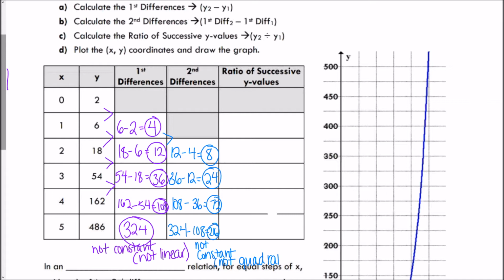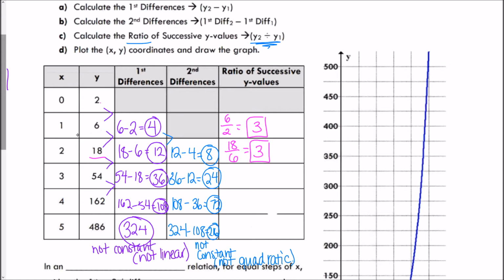Okay, so let's take a look at what we have here. Part C says calculate the ratio of successive y values, and to find the ratio, we just divide y2 by y1. So let's talk about how we can do this right here. So here, this is y2. I'm going to divide it by y1. So 6 divided by 2, and I get 3. Okay? For the next one, I'm going to take 18 and divide that by 6. And when I do that, I also get 3.